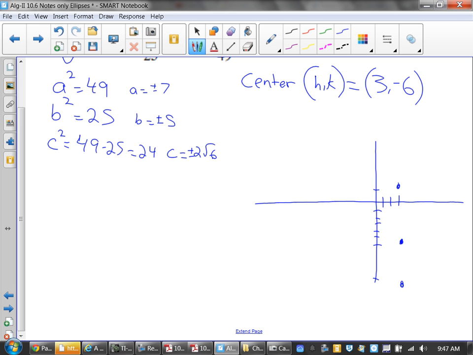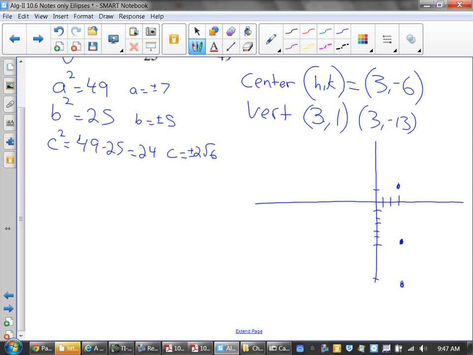So I know right off the bat that my vertices are at, well, 3 for the x-coordinate. Since I'm stretching up and down, I'm adding my a value to the y-coordinate, which was 3 and 1. There's my vertices. When I'm plotting these things that are shifted, I want to label them as soon as I figure out where they are. That way I don't forget it. Does that make a little bit more sense there?